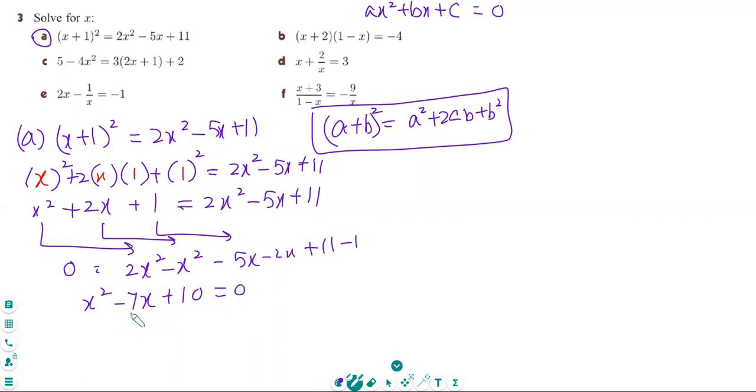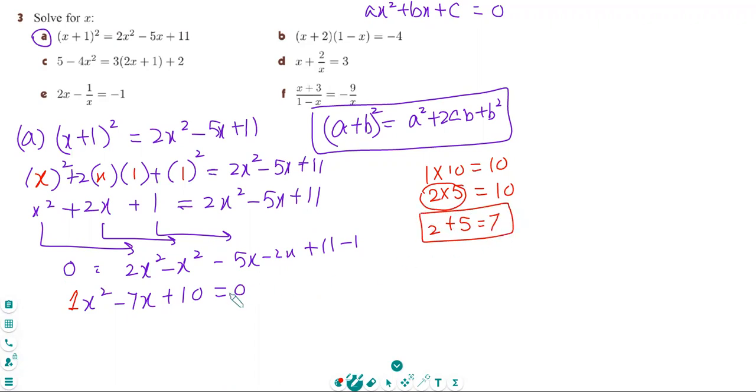Now we can use the factorization method here, right? So what are the coefficients we have? The coefficient of x squared is 1 and the constant is 10. So now multiply 1 by 10, we get 10. Other factors will be 2 times 5, which is also 10. We need 7, so obviously it should be 2 plus 5. 2 plus 5 gives you 7. So that's why this combination should be taken, right?